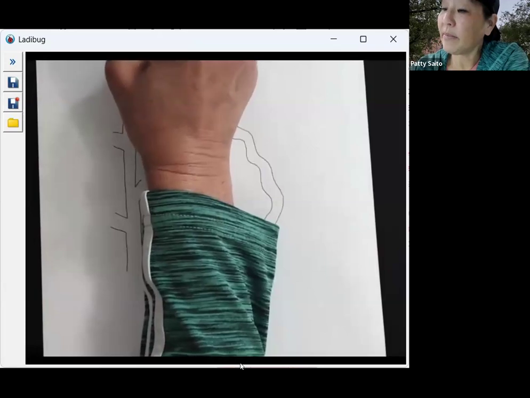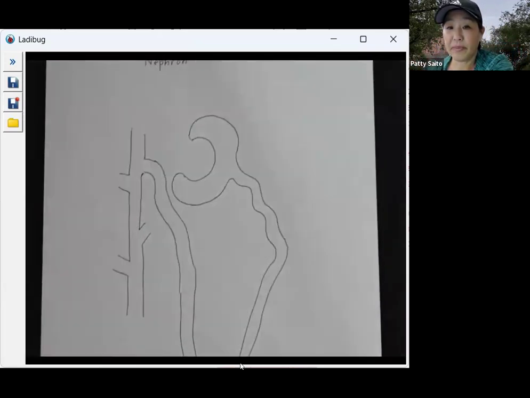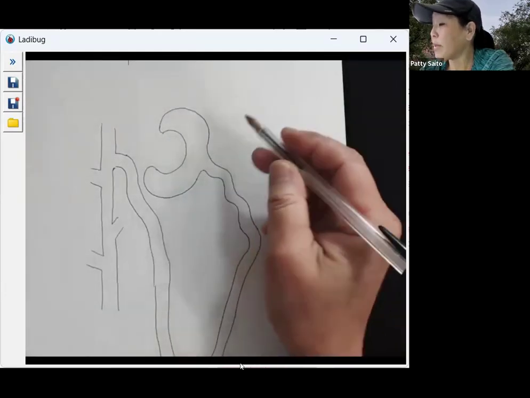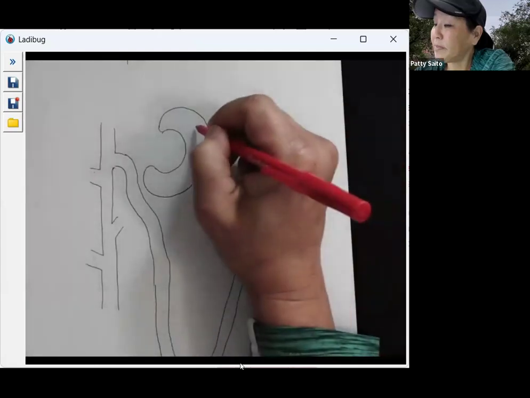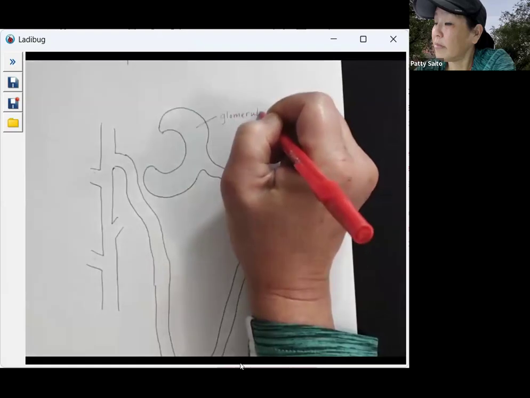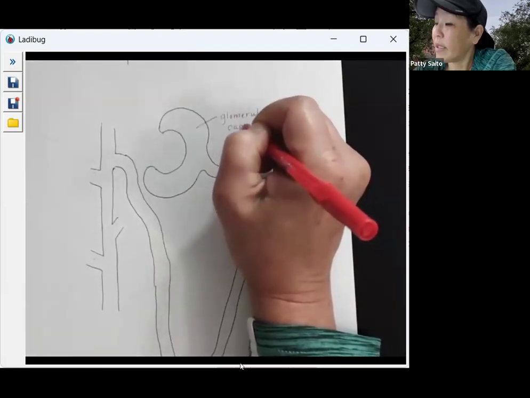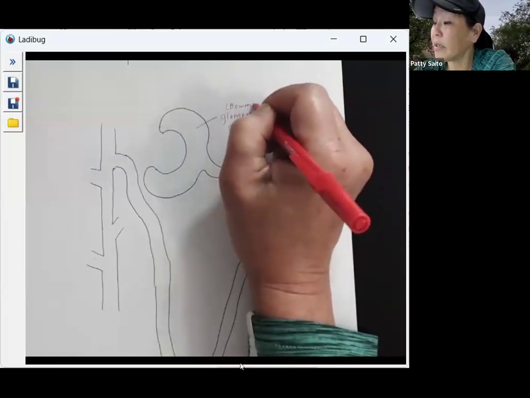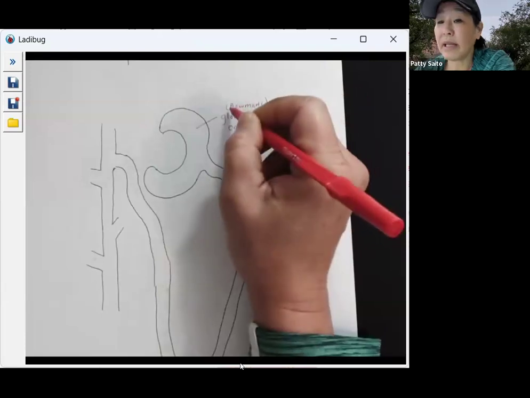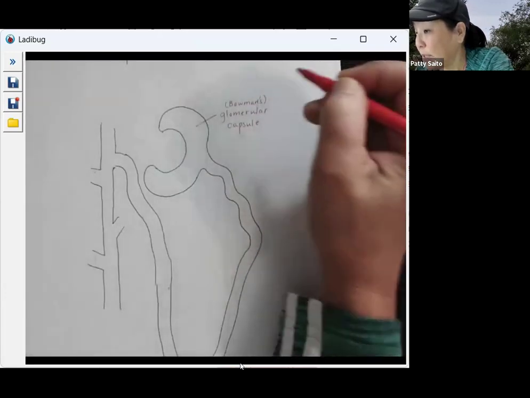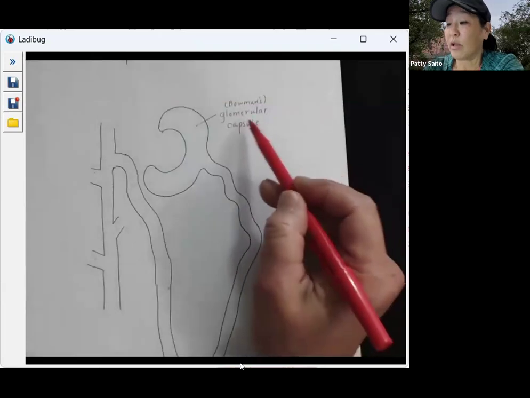Let's go ahead and label it. This part here is called the glomerular capsule. Sometimes called the Bowman's capsule, named after a person, hence the capitalization. So when you see a capitalization in the name of a structure, it's usually somebody's name. All right, so glomerular capsule.